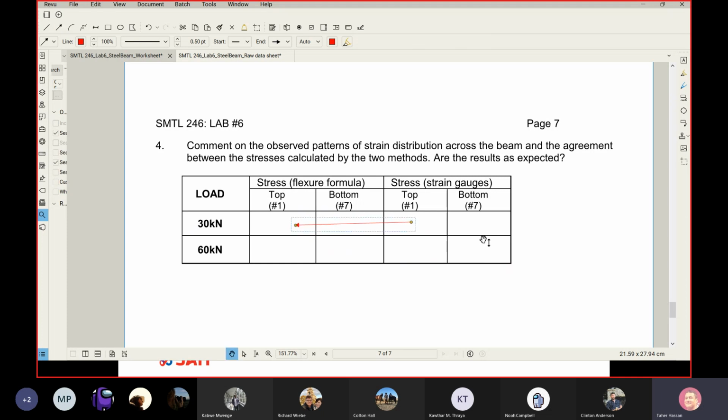It should match very, very well, because you can see this is our top fibers, the stress at top fibers, and we have two values. One value is calculated from the Fletcher equation. Another one is calculated from the strain gauge measurement. By the same token, this number and this number should match to some extent. This number to this number, they should match. This number to this number, they also should match to some extent. Why don't they match 100%? Any reason why they don't match exactly?